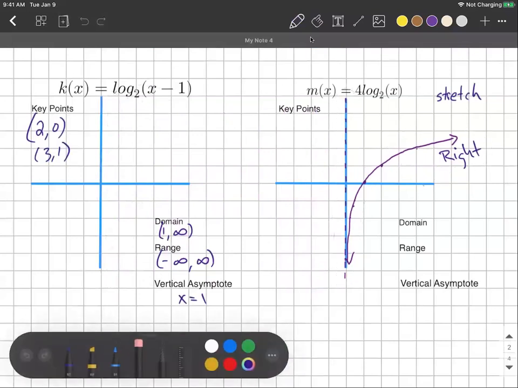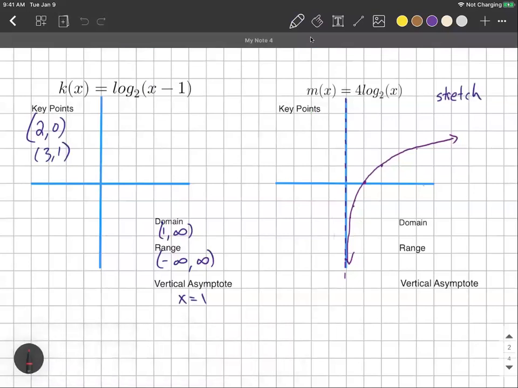Go ahead and get rid of the right. That's not correct on this one. And let's talk about where these points have moved. This was the original log base 2 of x graph. When we multiply by a 4, what that's going to do is it's going to be multiplying the y value for each one of these key points by 4.